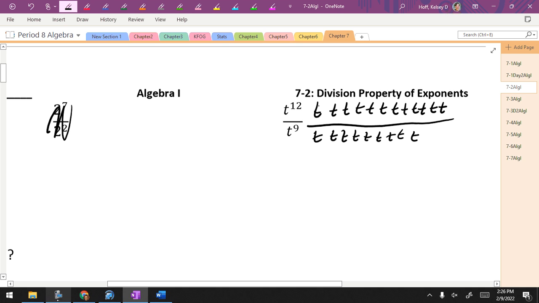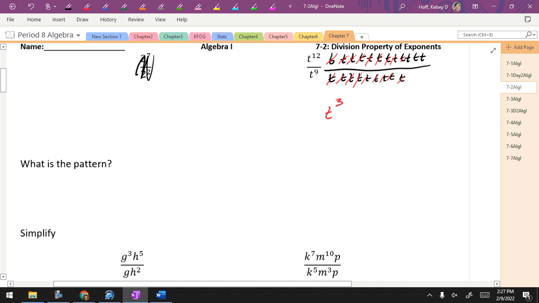In a fraction, when you have a number, or in this case a variable, in the numerator and the denominator, what happens? They can cancel. Technically, they become ones, but anything times 1 is itself. So this T and this T cancel, and this T and this T, and all the rest. What are you left with? T to the 3rd. So in division, we're going to keep the base and subtract.